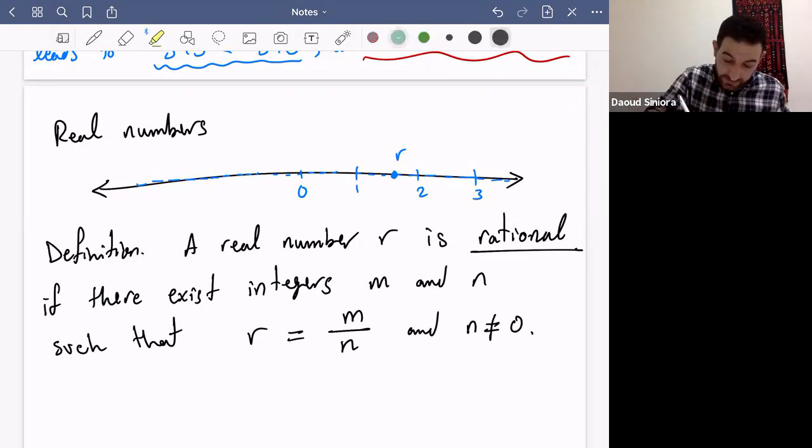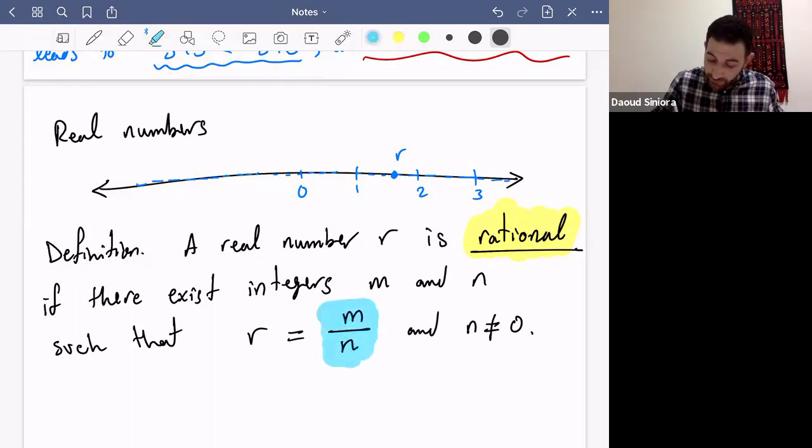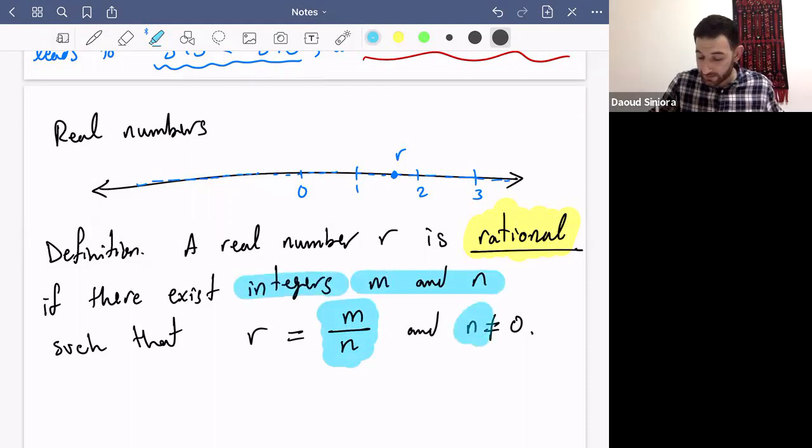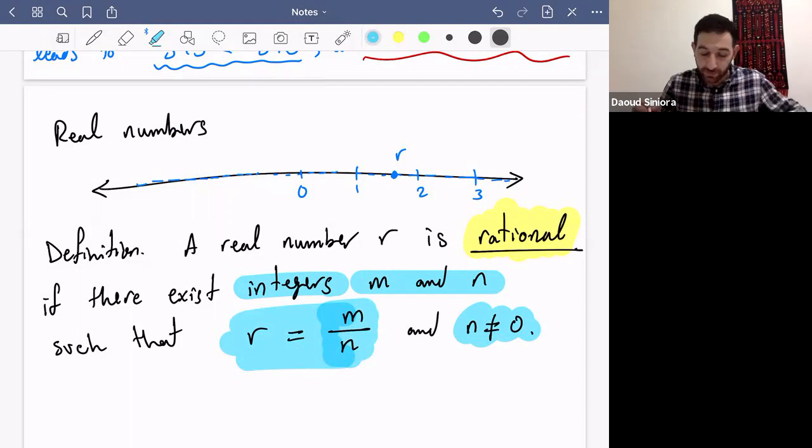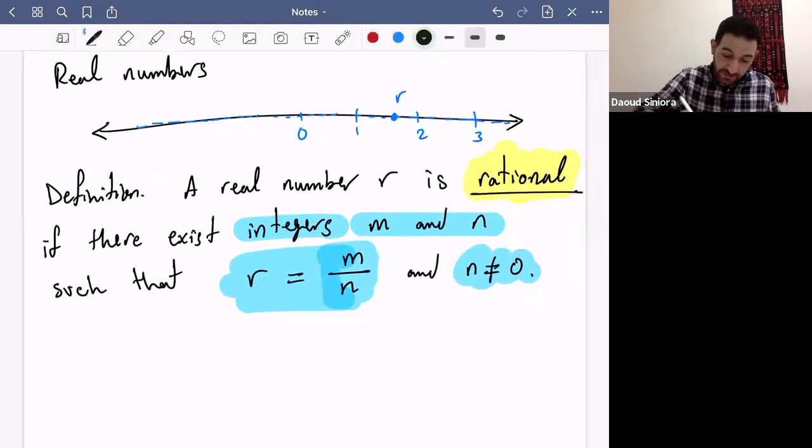Okay, so let's say it again. We call a real number rational if it can be expressed in the form of m over n, where m and n are integers and n is not 0. Okay, so in this case we call R a rational number. Let's take examples of rational numbers.